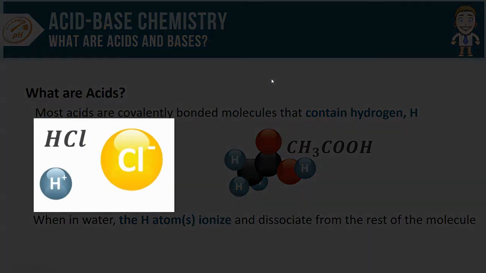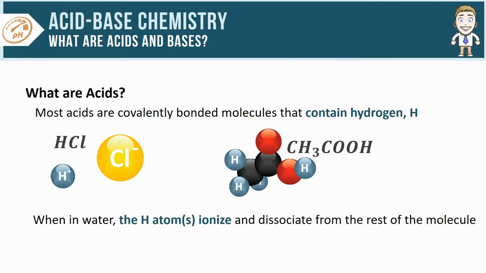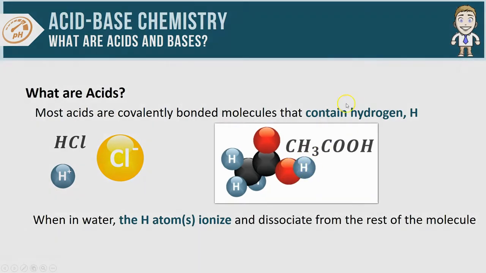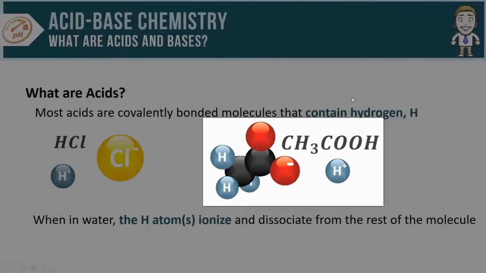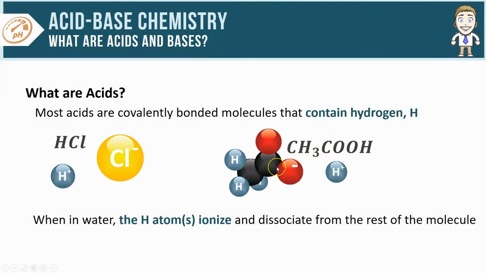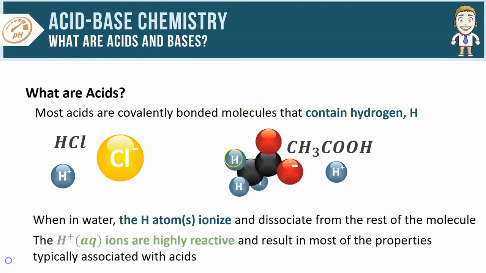In the HCl, that H splits off into an H+, leaving behind a separated Cl-, and in the acetic acid, it's the hydrogen attached to the oxygen here shown in red that breaks off, leaving behind the same H+ and negative ions. So these negative ions that are produced really don't have anything to do with why these substances are acids. It's all about that H+ ion.